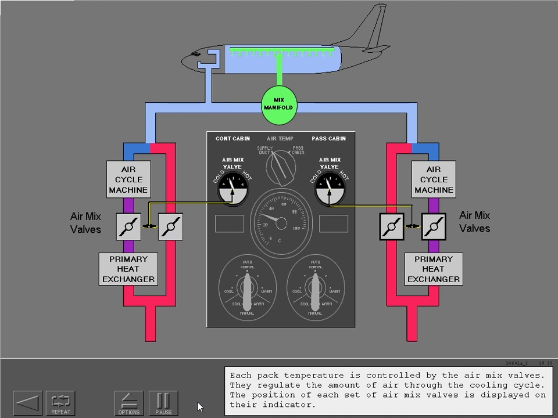Each pack temperature is controlled by the air mix valves. They regulate the amount of air through the cooling cycle. The position of each set of air mix valves is displayed on their indicator.